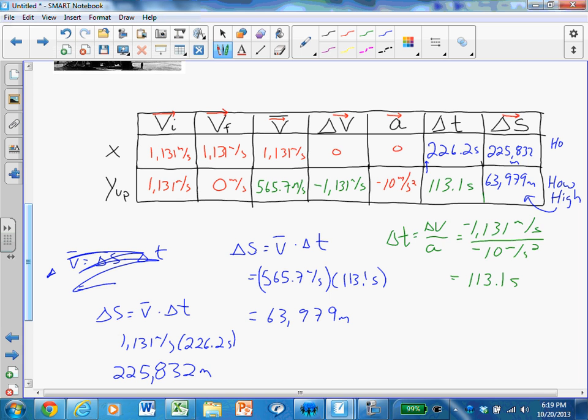How far and how high? So that's about 64 kilometers high and 226 kilometers away. All right, now that ends 3.2.